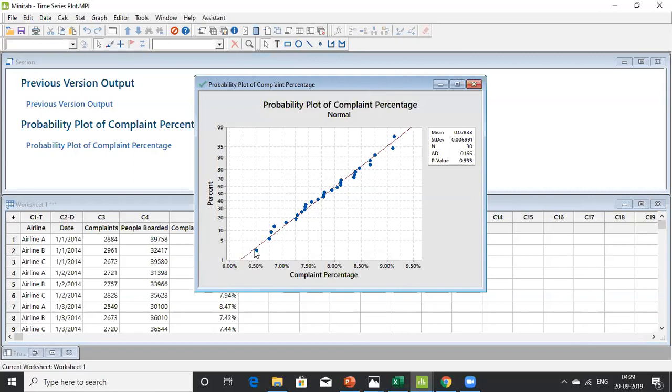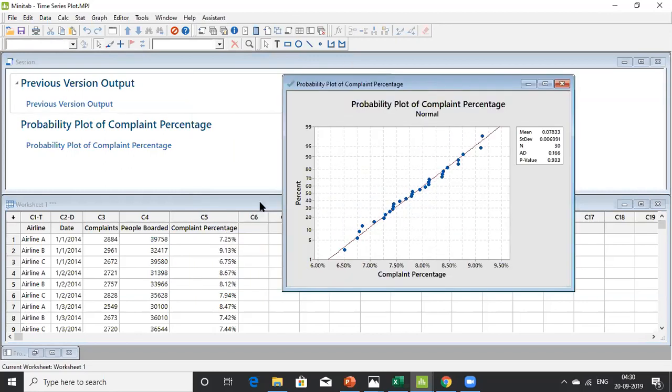So across this axis, my data is plotted, all the complaint percentages, right? And I have the probability value, the p-value, right here. It is 0.933. So if my probability value is above 0.05, it means that my data is normal, it is on a normal distribution.